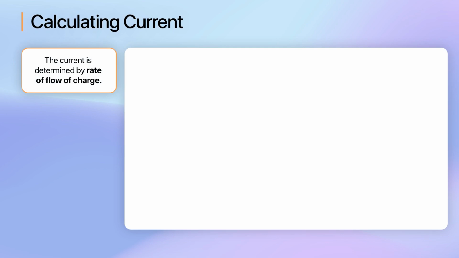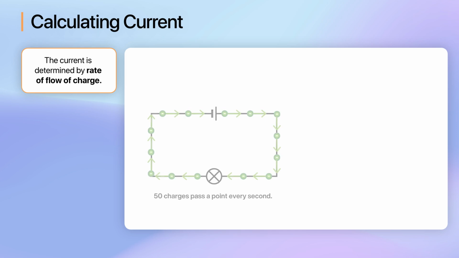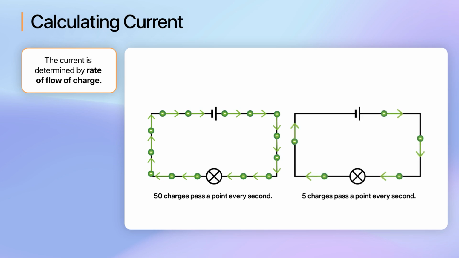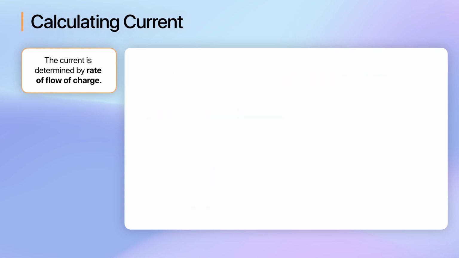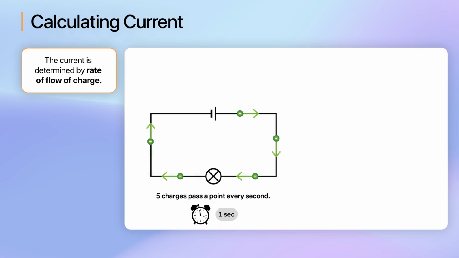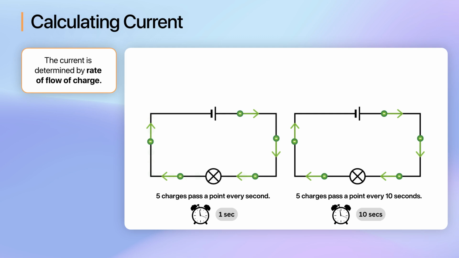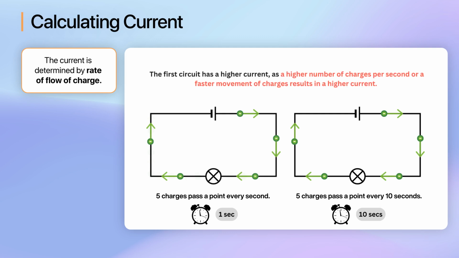If we have two circuits, and in the first circuit 50 charges, or electrons, pass a point every second, whereas in the second circuit only 5 charges pass per second, the first circuit has a higher current. More charges passing a point means a higher current. Similarly, if the first circuit has 5 charges passing every second, and the second circuit has 5 charges passing every 10 seconds, the first circuit again has a higher current. This shows that a higher number of charges per second, or a faster movement of charges, results in a higher current.